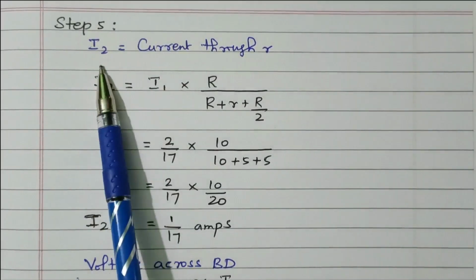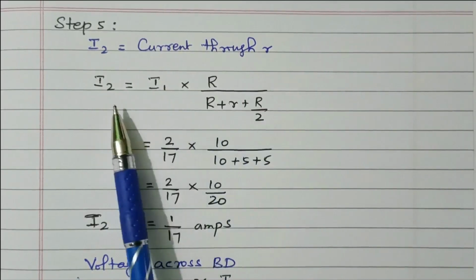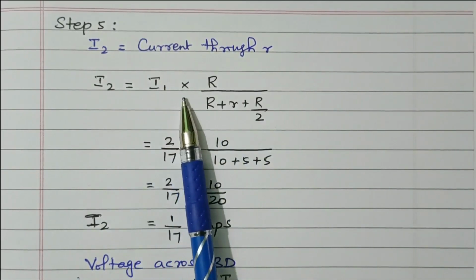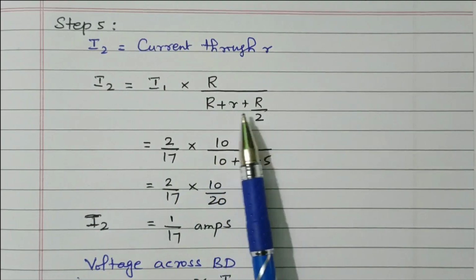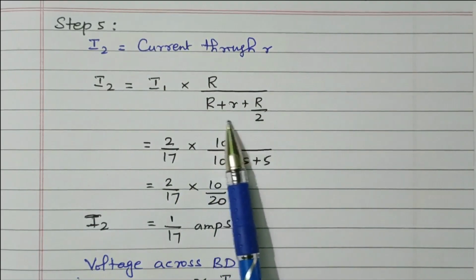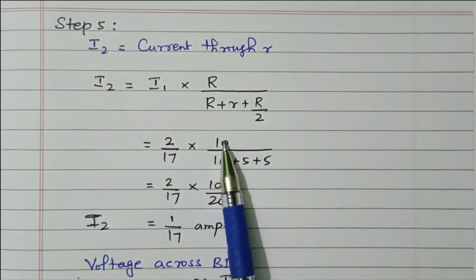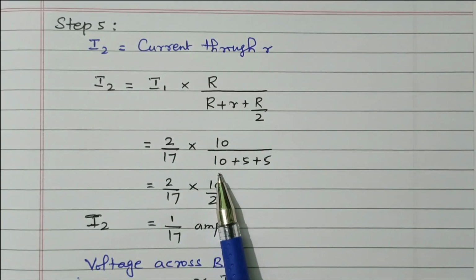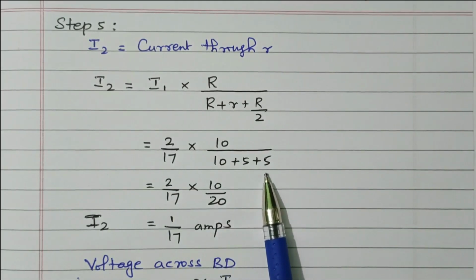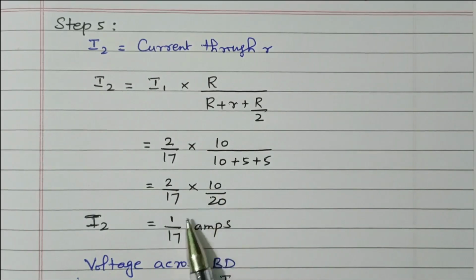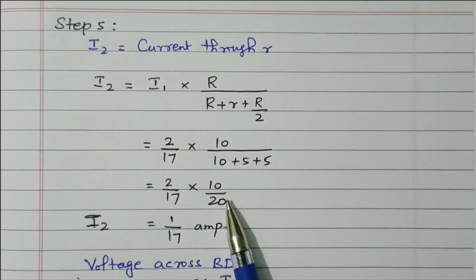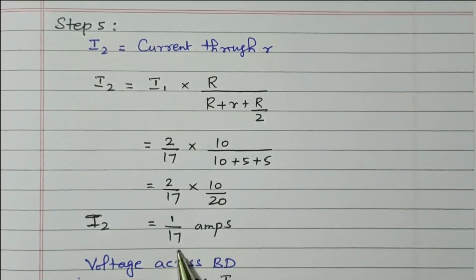So step 5 is to find the current through small r. I2 is nothing but total current multiplied by other branch R, divided by total resistor R plus small r plus R by 2, as we discussed in the diagram. The total current we calculated is 2 by 17. R value is 10, small r is 5, 10 by 2 is 5. So 2 divided by 17, into 10 divided by 10 plus 5 plus 5, 20. After simplification we got 1 divided by 17. The current flowing through the branch BD is 1 divided by 17.